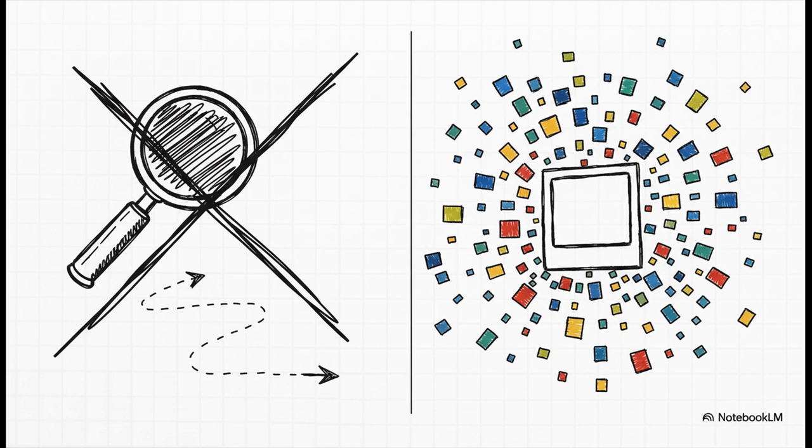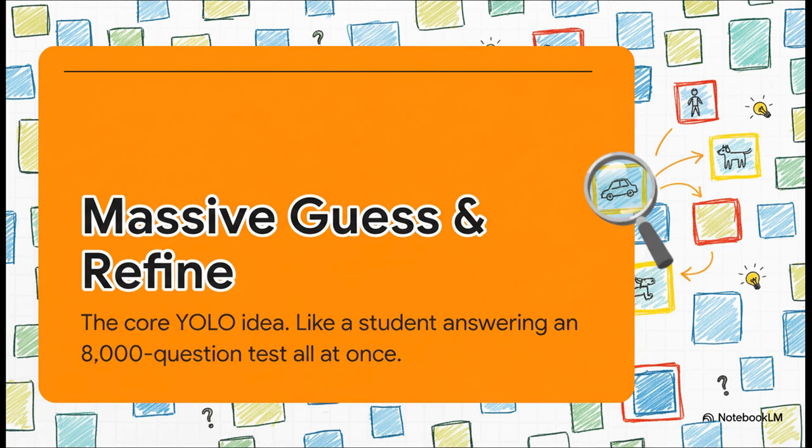Instead, it just guesses. And not just one guess, we're talking thousands upon thousands of guesses, all happening at the exact same moment. It's this total brute force approach that sounds kind of crazy, but it's the secret sauce behind YOLO's incredible speed. And this gets us to the official name for this idea, massive guess and refine.